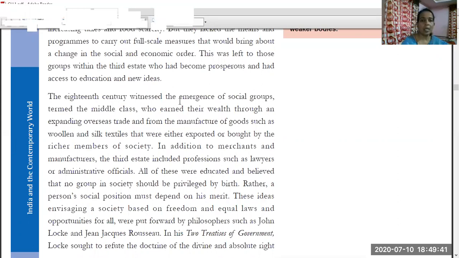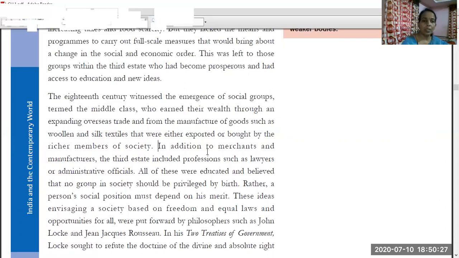The 18th century witnessed the emergence of social groups termed the middle class, as I explained, who earned their wealth through an expanding overseas trade and from the manufacture of goods such as woolen and silk textiles that were either exported or bought by the richer members of society. Through the trade which they made with foreign countries, they earned more money and became prosperous. When they went for trade to other countries, they not only exchanged commodities, they exchanged ideas also. They understood liberty.